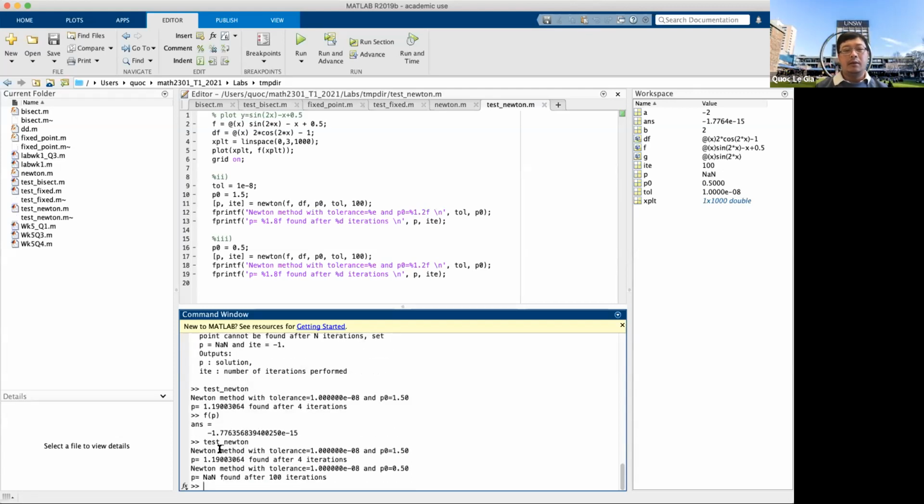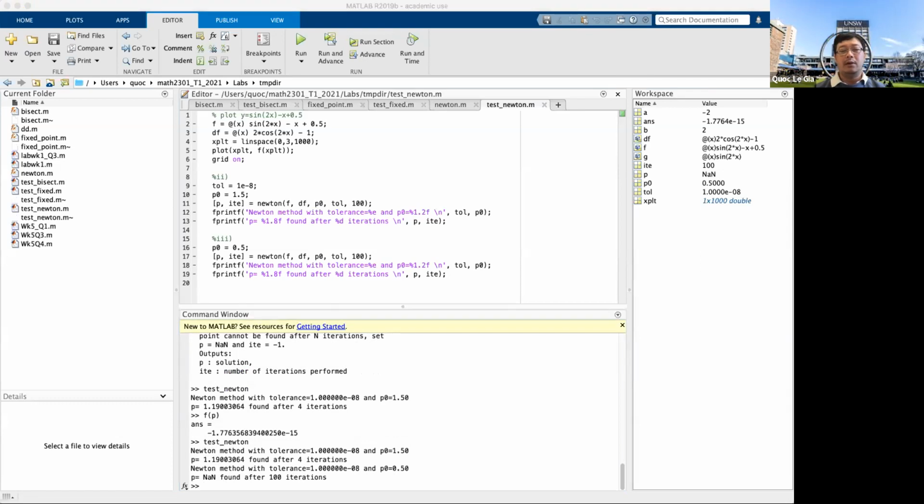So you see, the first initial guess gives you the solution 1.19, but the second one, after 100 iterations, doesn't give the solution. So why is that? It's very sensitive to the initial guess, you see. Why is that? Well, we have to look at the plot of the function again.